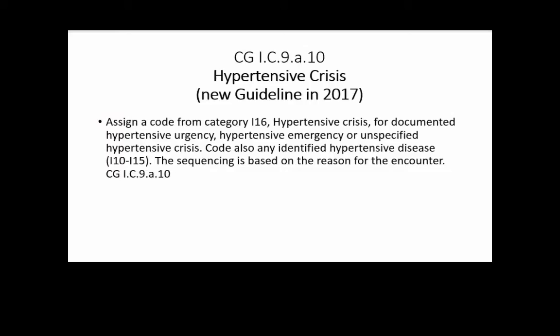And here's the new guideline for 2017 for hypertensive crisis. Assign a code from category I16 for documented hypertensive urgency, hypertensive emergency, or unspecified hypertensive crisis. You will code also any identified hypertensive disease, which would fall between category I10 through category I15. The sequencing in this case would be based on the reason for the encounter.